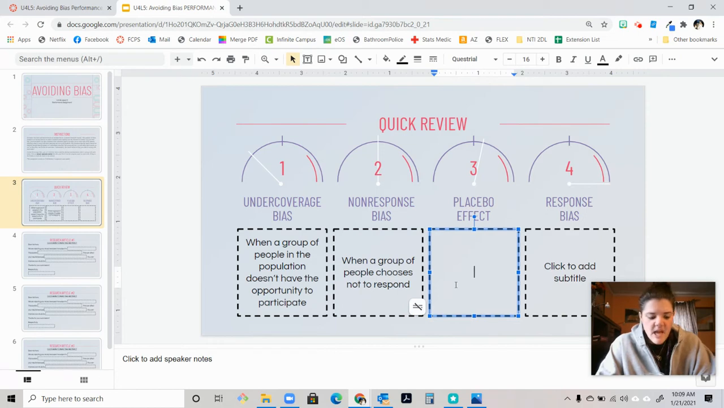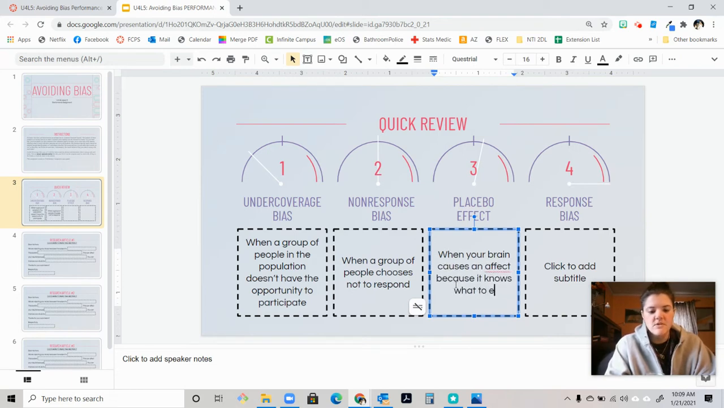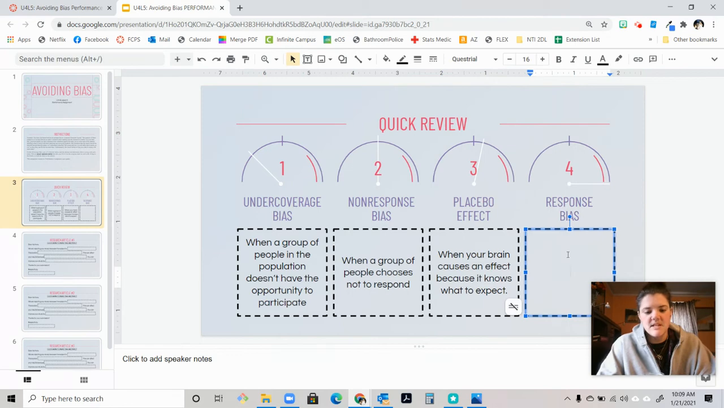Placebo effect is a big deal in medical research because if your brain knows what to expect, it will make that happen. So this is when your brain causes an effect because it knows what to expect. And Google thought it was being real smart, but when it's a noun, it's an E.